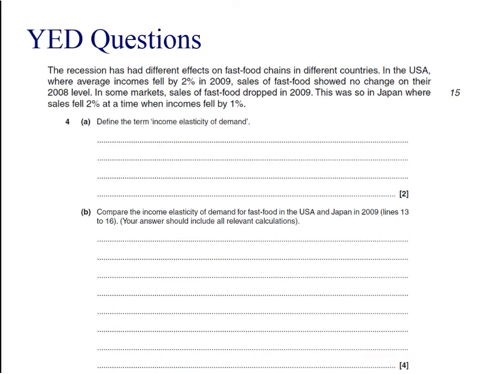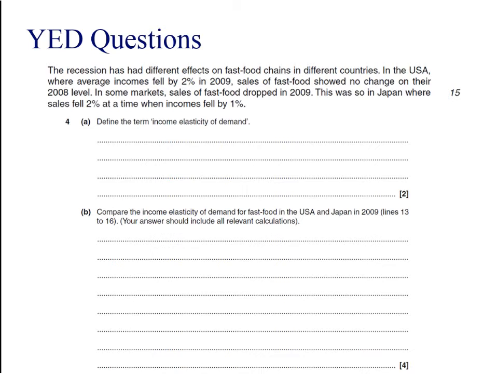Okay, so let's have a look at a nice question. Define the term income elasticity of demand for 2 marks. Me, personally, I would just write in the equation there. You can still get the 2 marks with the equation. If we look at the case study, the recession has had different effects on fast food chains in different countries. In the USA, where average incomes fell by 2% in 2009, sales of fast food showed no change from their 2008 level. In some markets, sales of fast food dropped in 2009. This was so in Japan, where sales fell 2% at a time when incomes fell by 1%.